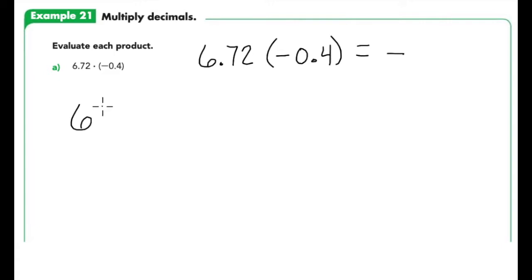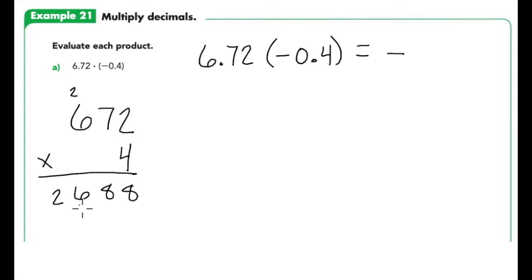So I'm going to set it up as 672 times 4. And when we multiply here, 4 times 2 gives us 8. 4 times 7 gives us 28. And we carry the 2. 4 times 6 gives us 24, plus 2 gives us 26. So now we have 2,688, but we have to go back to our original problem and see how many decimal places were removed.